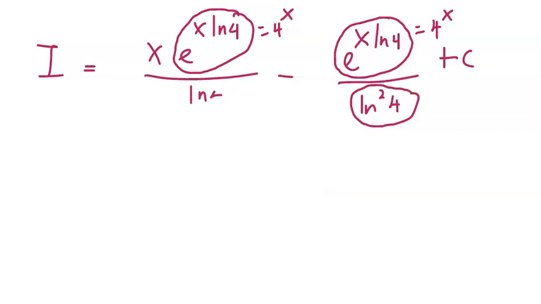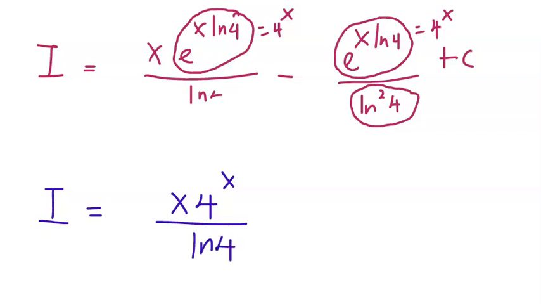Then our answer now. So what is our answer? I, which is the given integral, is equal to x times 4 to the power of x divided by the ln of 4, then minus 4 to the power of x divided by ln squared of 4, then plus c. So this right over here is our answer.